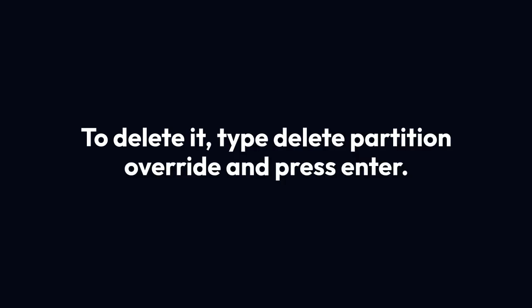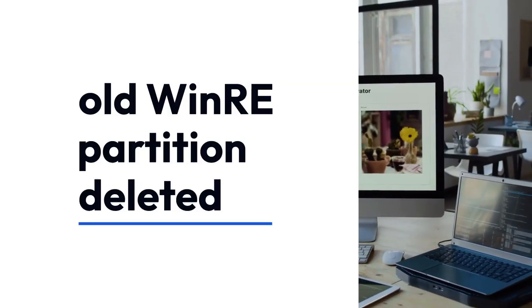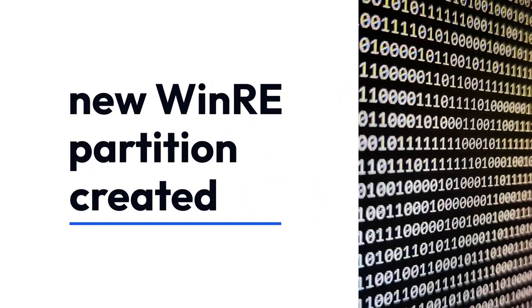To delete it, type delete partition override and press Enter. Be extremely careful at this stage. Ensure you have selected the correct partition to avoid data loss. With the old WinRE partition successfully deleted and unallocated space available, we can now create the new, larger WinRE partition.